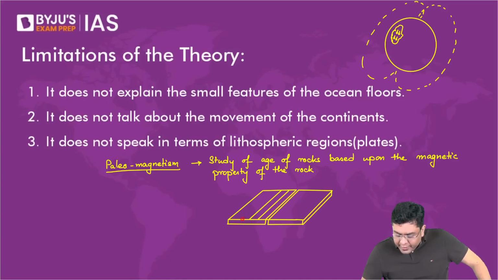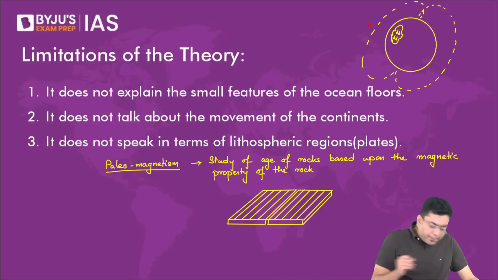indicating different kinds of magnetic properties. It did not make much sense. Why is it that the rocks would indicate different types of magnetic properties as you moved away? But then later on, after Harry Hess, a couple of scientists matched it with the other section of the mid-oceanic ridge.